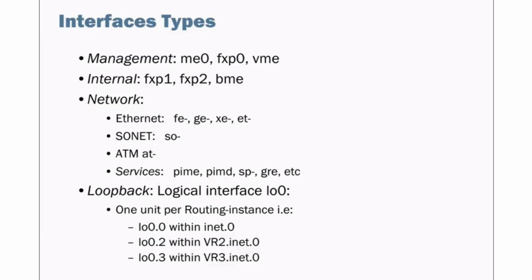Any one of those loopback units could quite happily contain multiple IP addresses. So it's not the case that we need one loopback per loopback IP address. We just need one loopback and sub-interface per routing table, per routing instance, if you like, on the box.